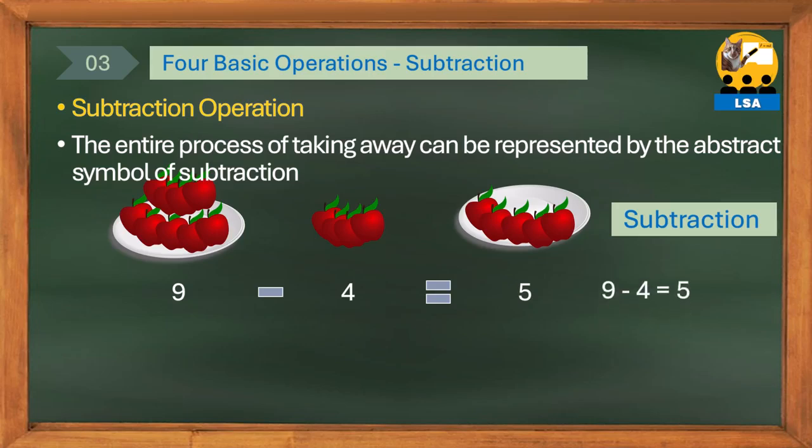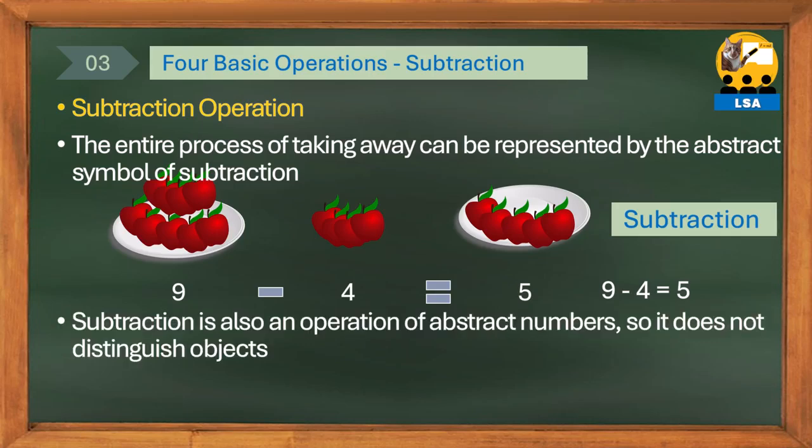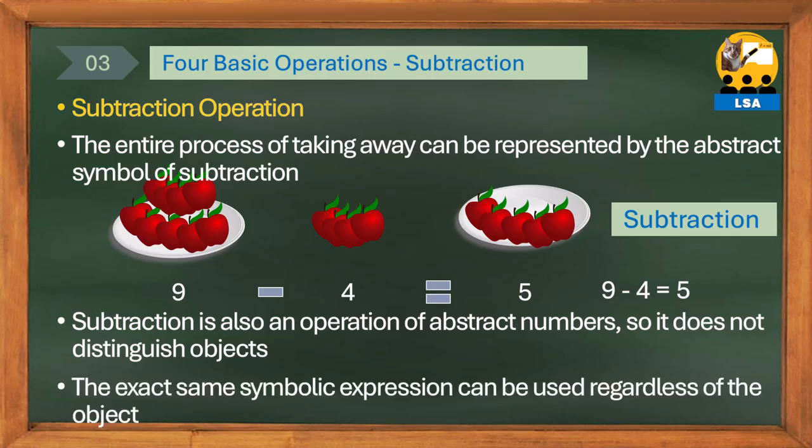This symbolic expression is also very short, but its meaning is clear. There were 9 apples, and taking away 4 apples left 5 apples. You can understand that the result of the subtraction operation also created a new number 5 using 9 and 4. Since subtraction, like addition, is an operation on abstract numbers, it does not distinguish objects and expresses only the concept of numbers, so you can understand that the exact same symbolic expression can be used regardless of the object.